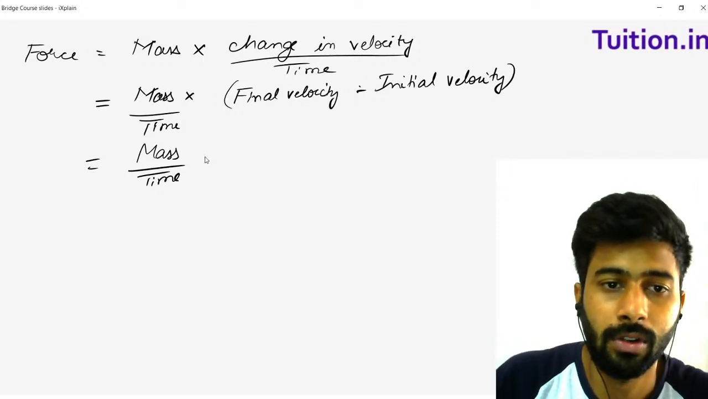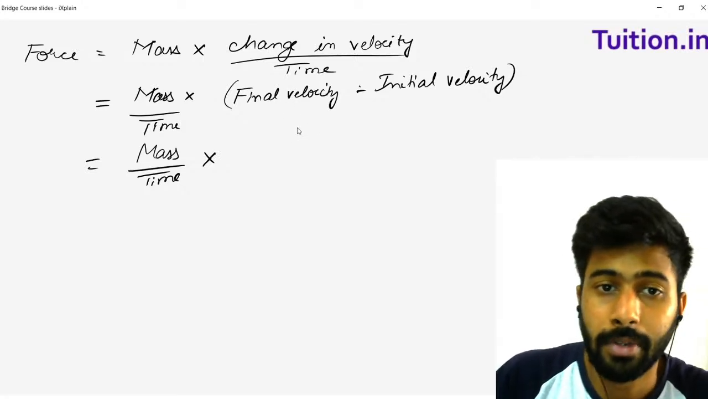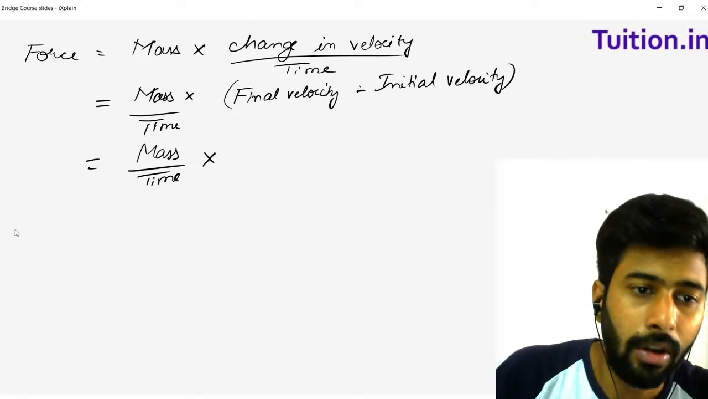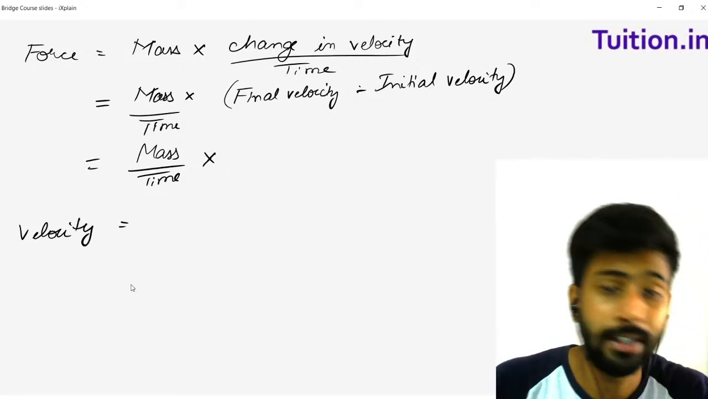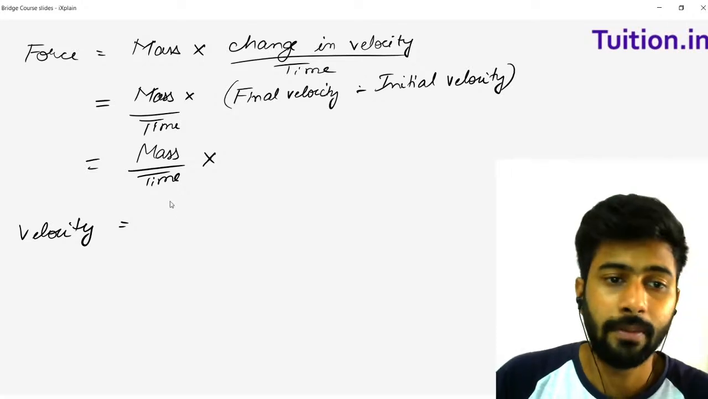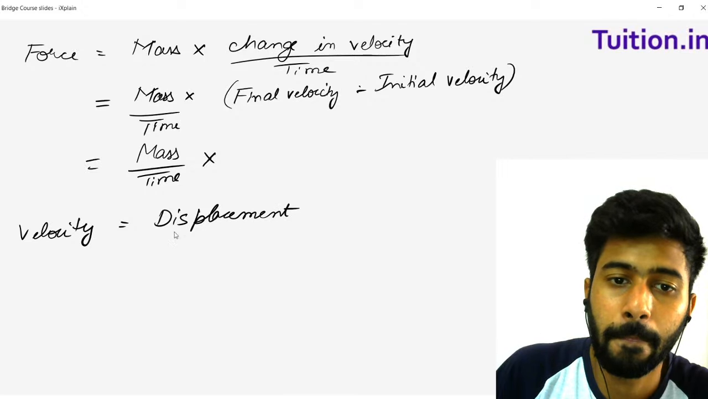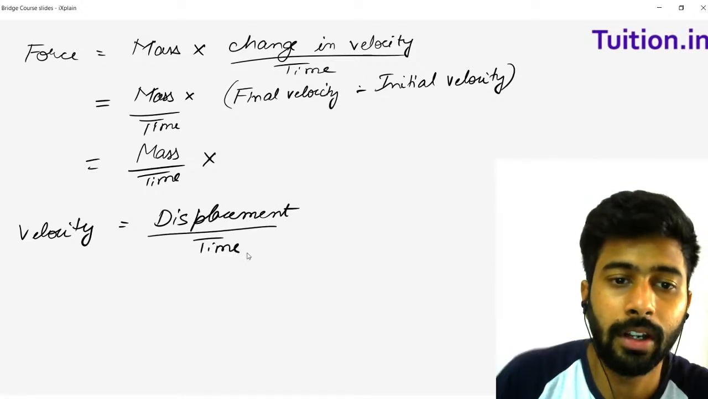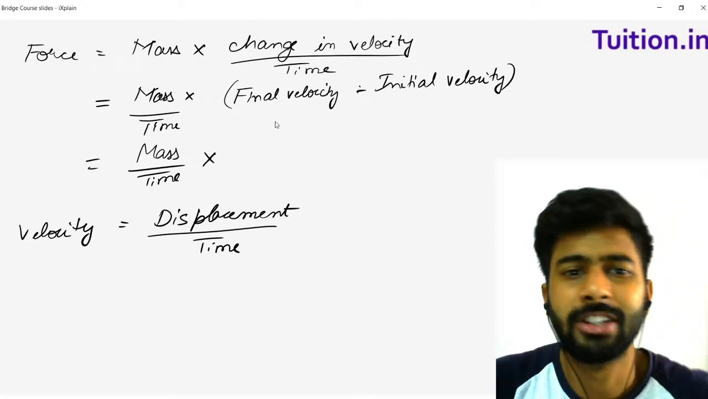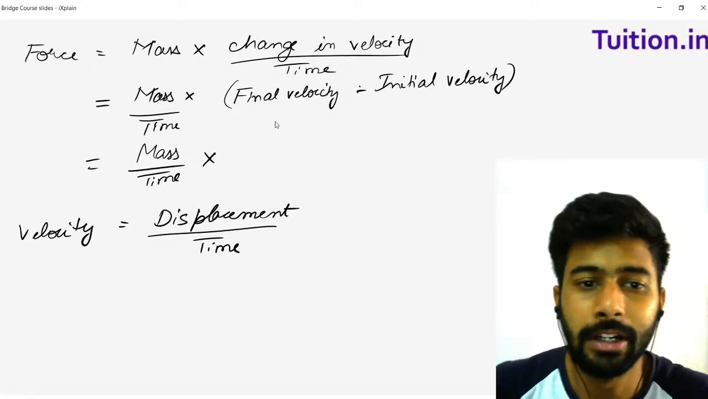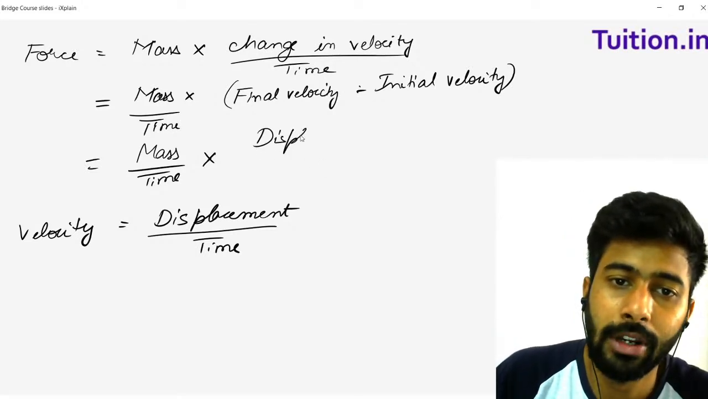I'm back. So final velocity is nothing but, okay, when you look at the formula for velocity, what is the formula for velocity? Very simple question. It is nothing but displacement covered by time taken. Correct. So final velocity is whatever displacement the body had covered in the final interval divided by time, right? So can I say it's nothing but displacement by time only?